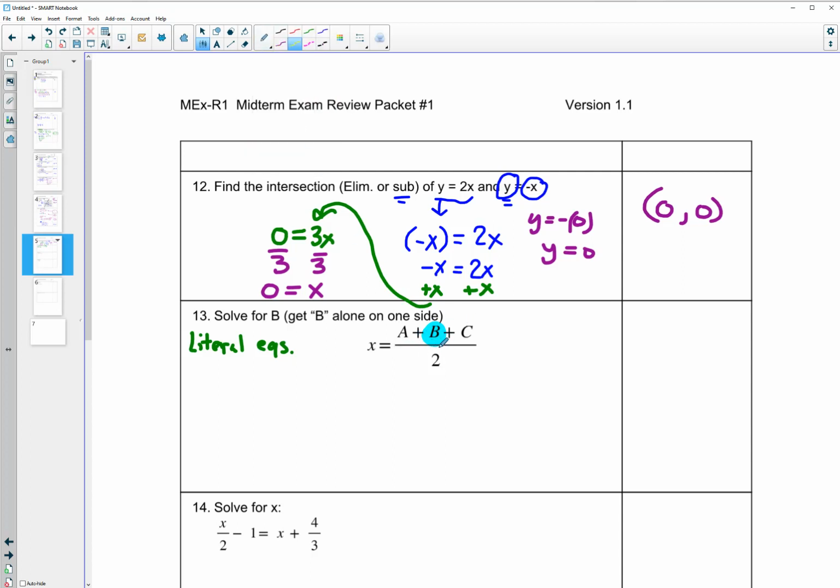So I want to first, I don't want to get rid of this stuff. I want to get rid of this denominator first, right? So I'm going to multiply both sides by 2. So I'm going to multiply this side by 2 and this side by 2. Of course, it's a fraction, so it's going to be 2 over 1.